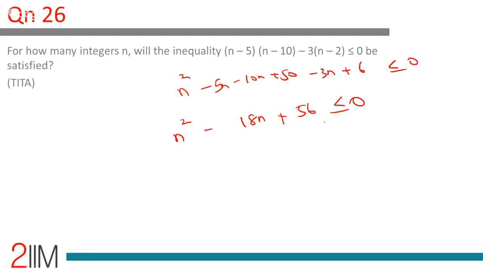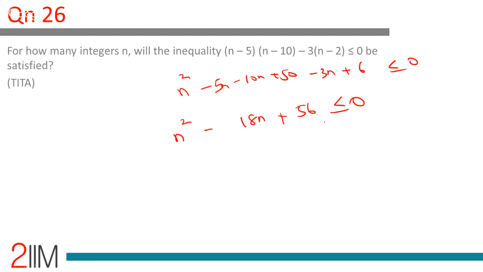Just checking whether I'm doing the numbers right. Minus 3n plus 6 plus 50 plus 6 plus 56. n square minus 18n plus 56 is less than or equal to 0. So what does this give us exactly? Can I factorize this? There's a 56 there.